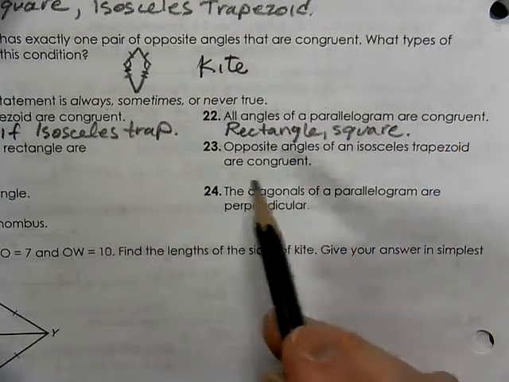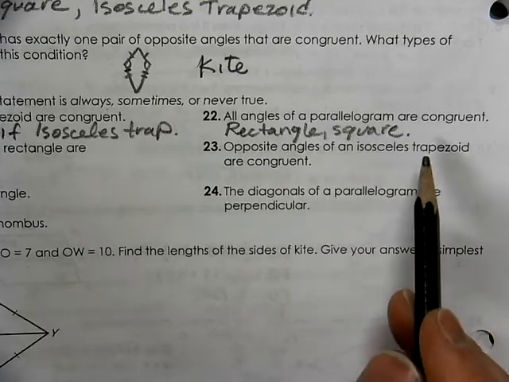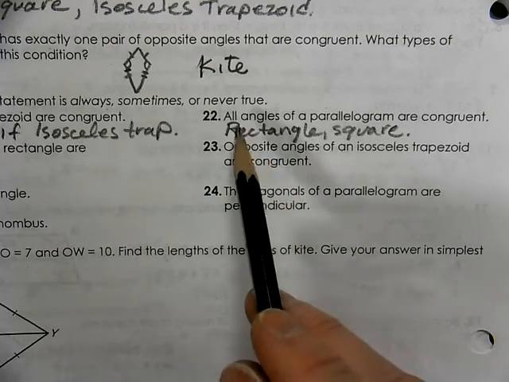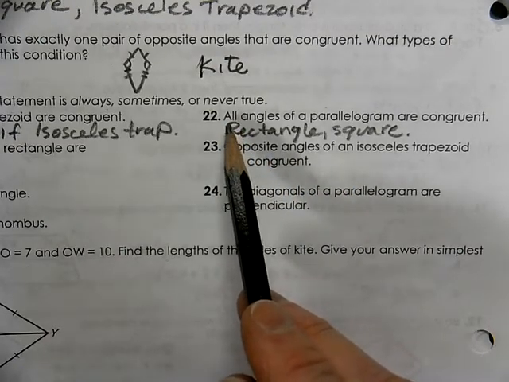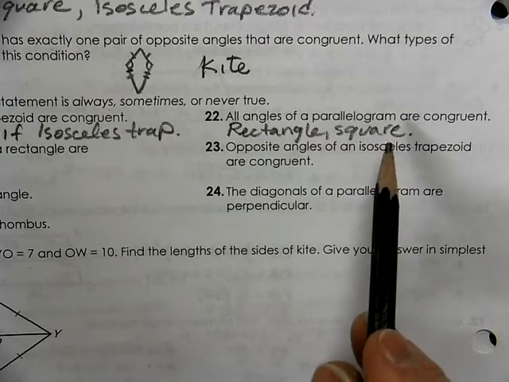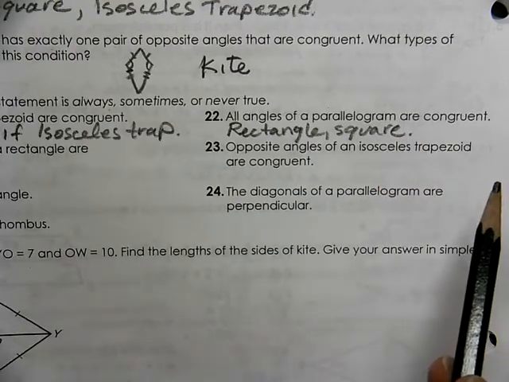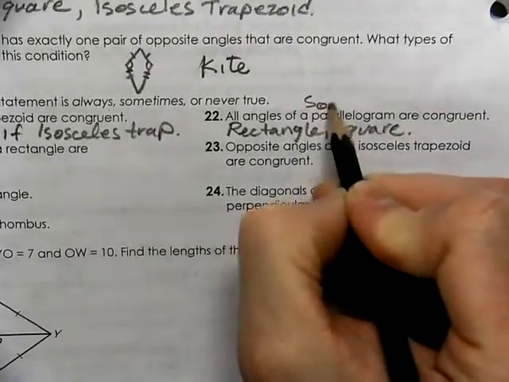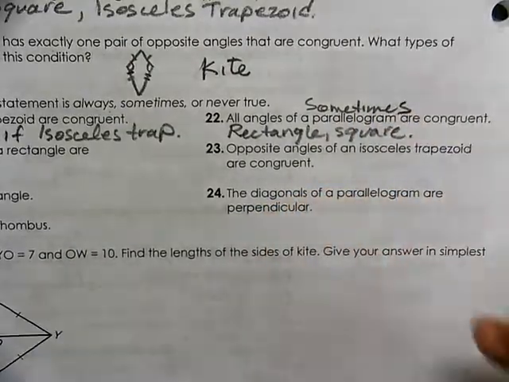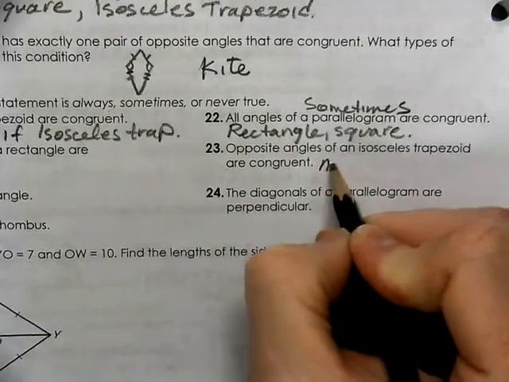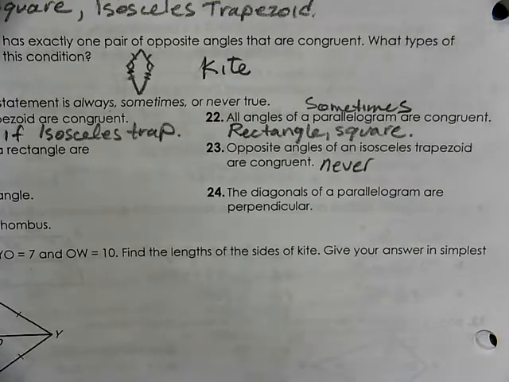Let's just jump down here. Opposite angles of an isosceles trapezoid are congruent. Opposite. Oh, I'm sorry. I never said sometimes or never. Angles of a parallelogram are congruent. That doesn't happen all the time. Not for all of them to be congruent. Opposite angles of an isosceles trapezoid are congruent. That's going to never happen, because if that happened, then you'd turn into a parallelogram.